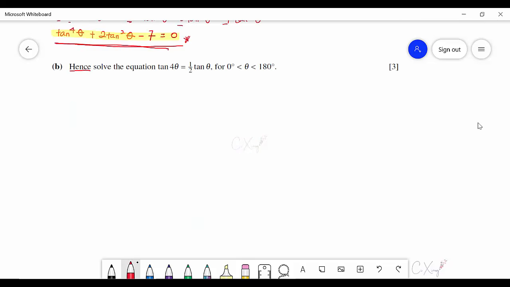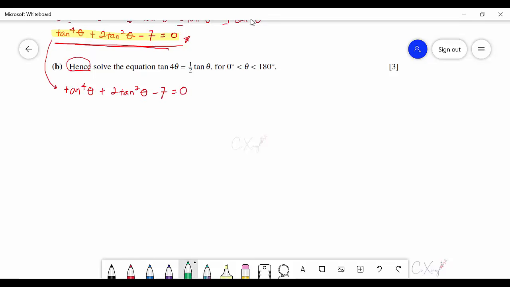Alright, so let's continue to part number 2. You can see that they are telling us about "hence": hence, solve the equation for this range. Usually when you see the word hence, it means it will be best if you solve the equation from where you stopped just now, or what you proved just now. So this is what I have from part A.